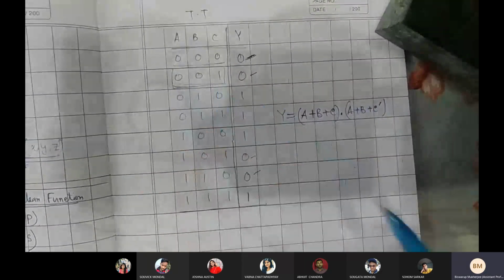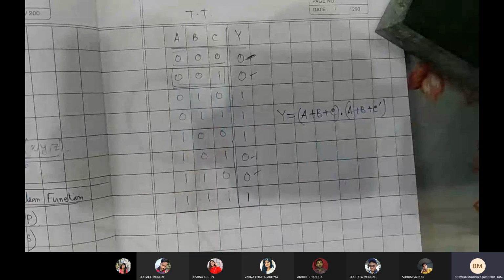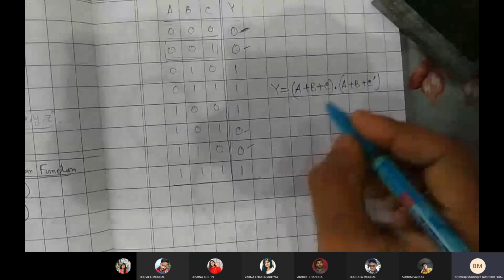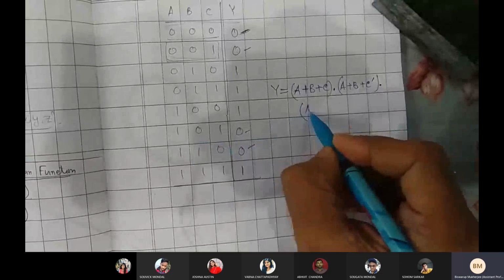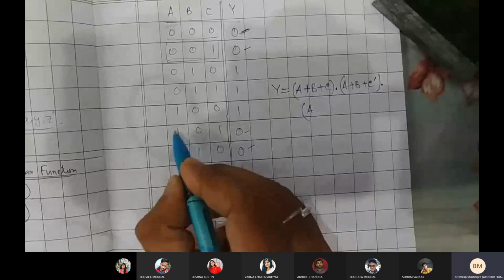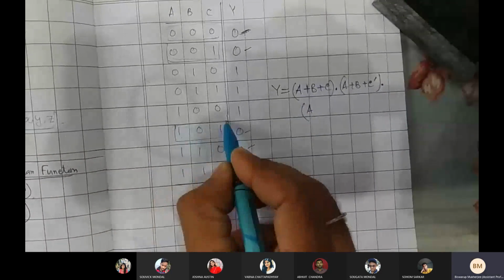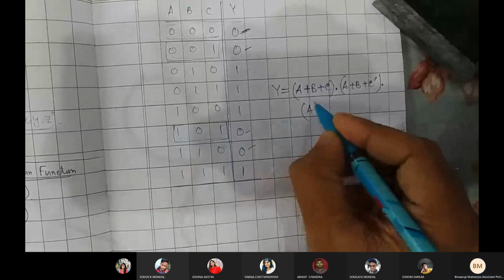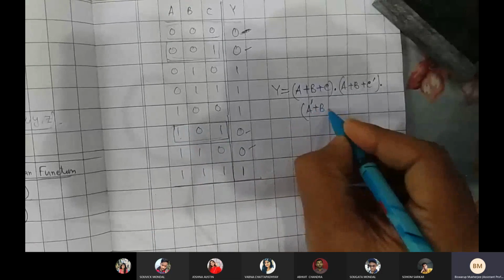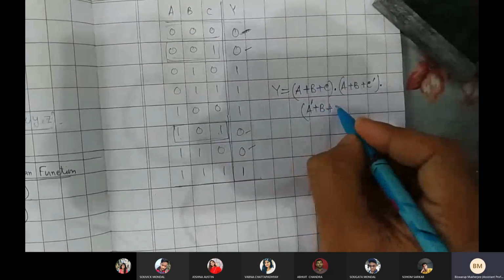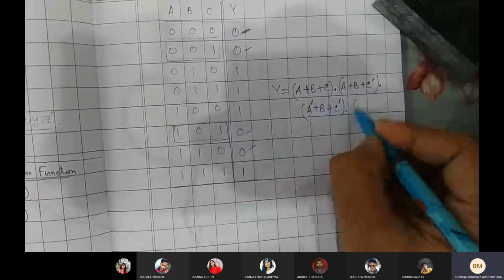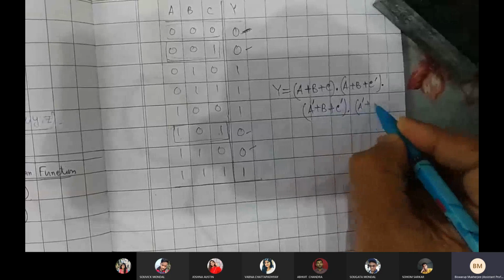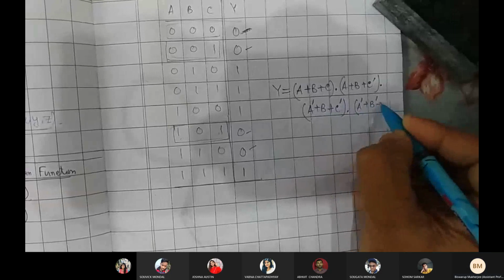This one A plus B plus C bar, right? Next dot. This one is A bar. This one A bar plus B, A bar plus B plus C bar, right? Dot. The last one A bar plus B bar plus C.